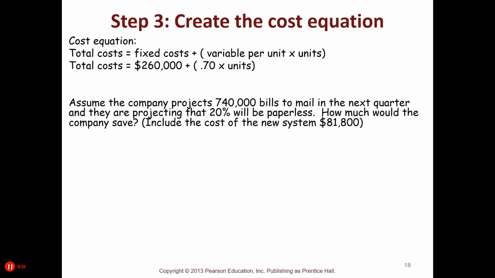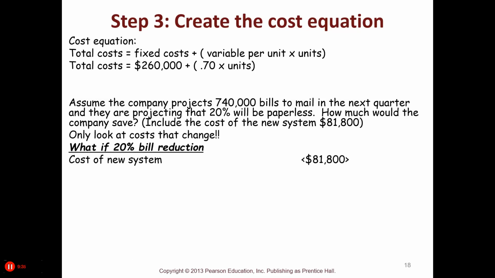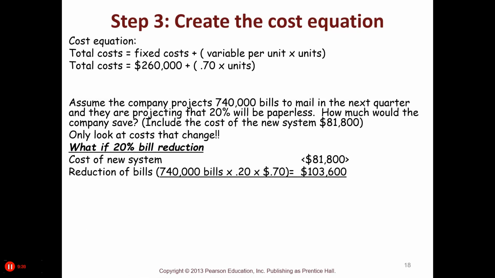So first, we're going to look at the 20% change. And remember, you only look at the change. What's going to change? Well, the change is we're going to have to now spend 81,000, but we're going to reduce bills by 103,600, which means we'd have a cost savings of 21,800.